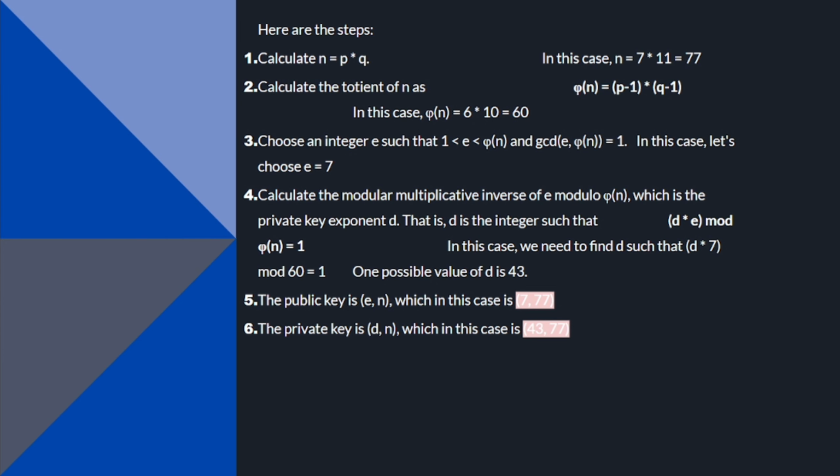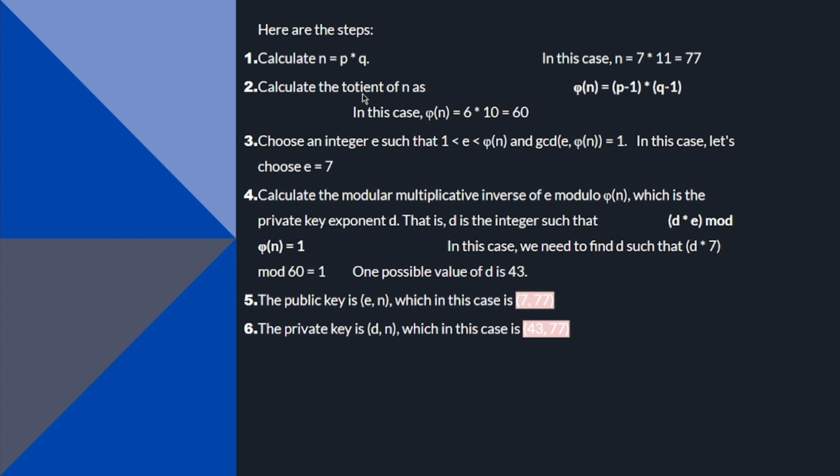The next question we have is, illustrate the public key implementation of Rivest, Shamir, and Adleman with P equal to 7 and Q equal to 11. Here are the steps to calculate the same. First, we will calculate the value of n, which is equal to P times Q. In this case, we will have 77, since P equals 7 and Q equals 11, and 7 times 11 is 77.